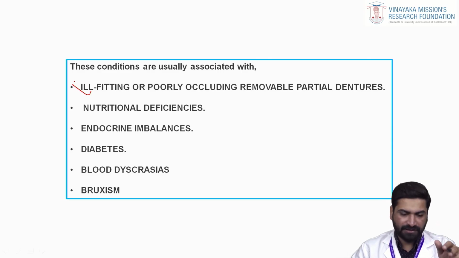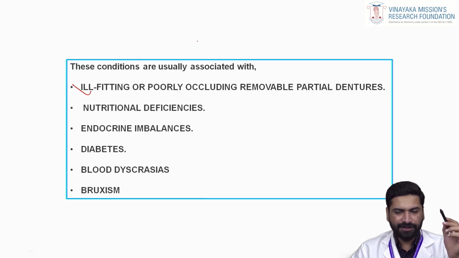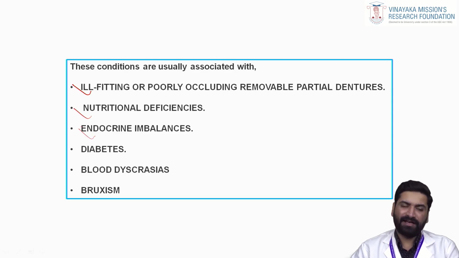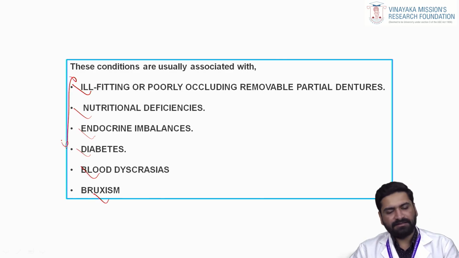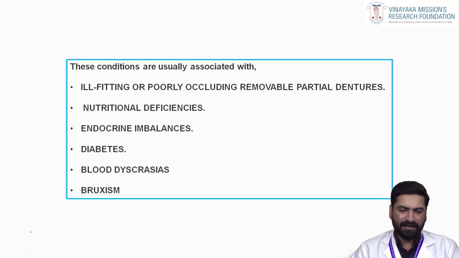All these problems which I told earlier, of the abused and irritated tissues, can be due to nutritional deficiencies, ill-fitting and poorly constructed removable partial dentures, endocrine imbalances, diabetes, blood dyscrasias and bruxism. These are a few of the common causes. There are many more which can be added to the list, but at least you should be able to analyze or remember this.